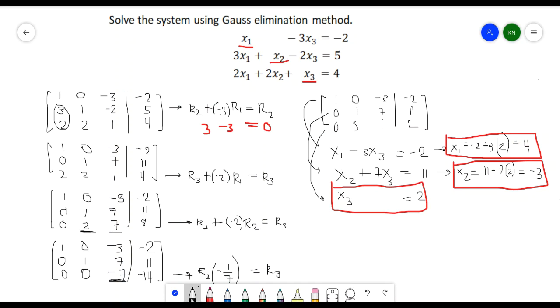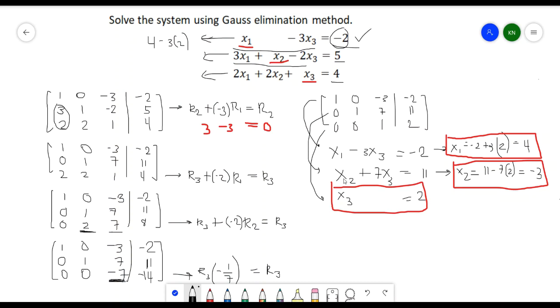Now, how can we check if the roots that we have for our equations are correct? Basically, we just have to substitute them into our original equations, and this part should be equivalent to this part. So x sub 1 is said to be 4, then minus 3 multiplied by x sub 3, which is 2. So 4 minus 6, that is equivalent to negative 2. So this is correct.